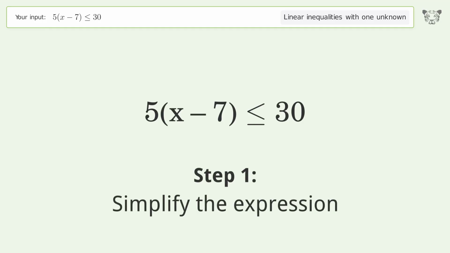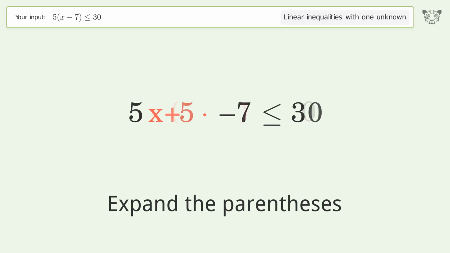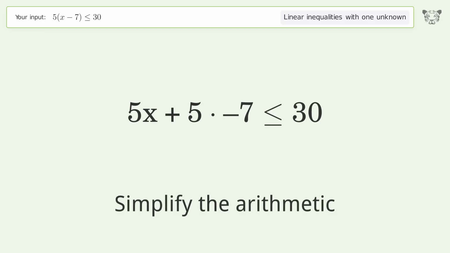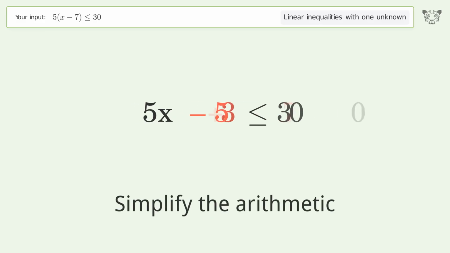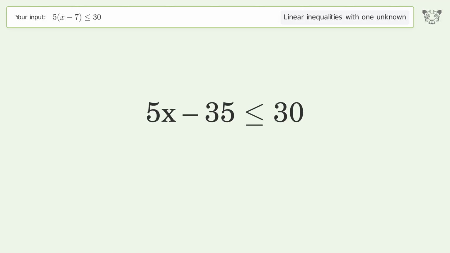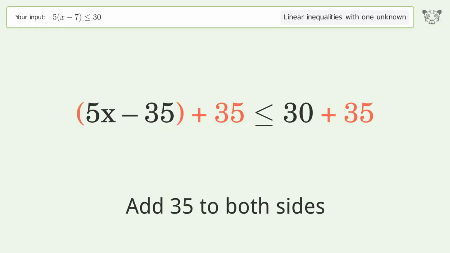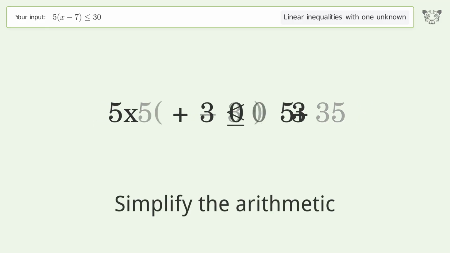Simplify the expression. Expand the parentheses. Simplify the arithmetic. Group all constants on the right side of the inequality. Add 35 to both sides. Simplify the arithmetic.